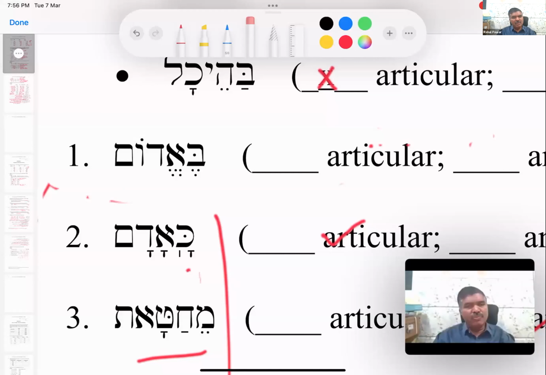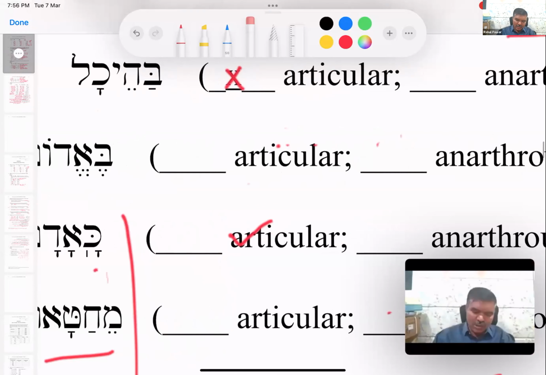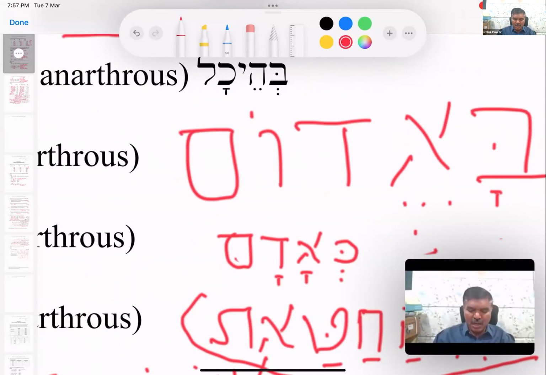And if we put the bet preposition, then it will be ba edom. So it is not articular. Achha, so it is anarthrous, without article. The example that they gave is without article. So you have to put a cross on anarthrous. And what is the articular form? That is ba edom.